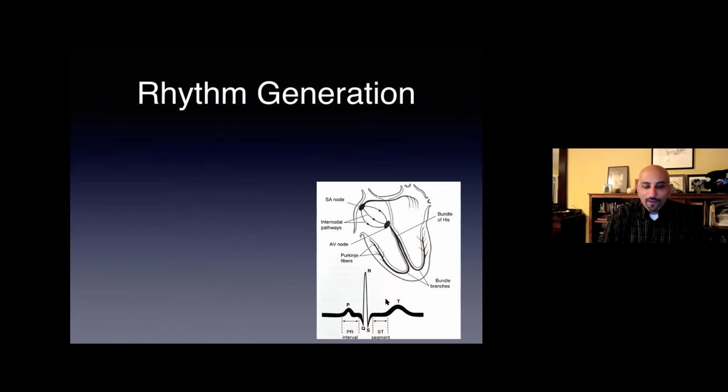So when we talk about rhythm generation, we're talking about what part of the heart is setting the rhythm for the heart, or which part of the heart is acting as its pacemaker. And so in a normal heart, the rhythm originates in what we call the sinoatrial node, or the SA node. And this is pictured here over on the right-hand side. The SA node is in the right atrium. And it's an area of the heart that generates rhythms.